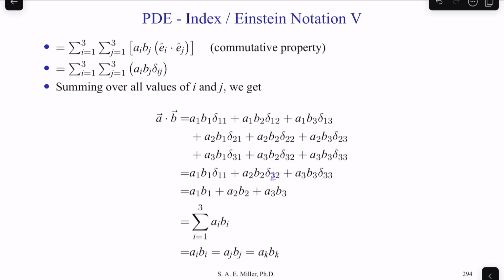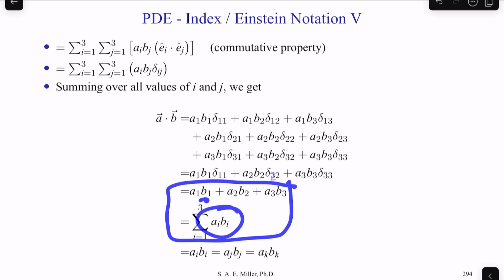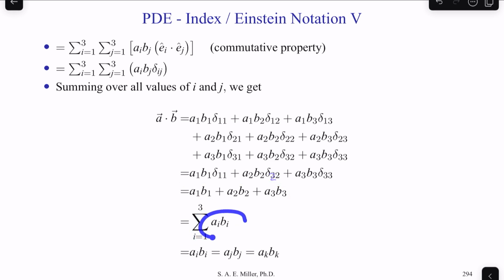We don't have to choose i. We can do j or k or l or m or whatever of Ai Bi, right? This is the same. But we can drop the summation because there's a repeated index and get Ai Bi equals Aj Bj plus Ak Bk. So that's the dot product. Very compact.